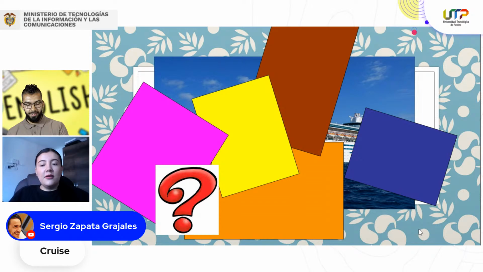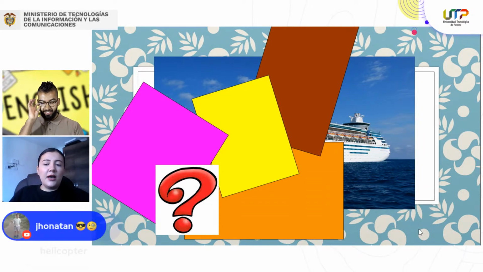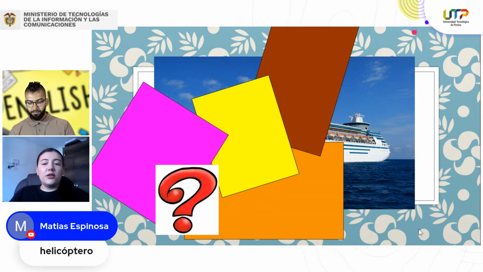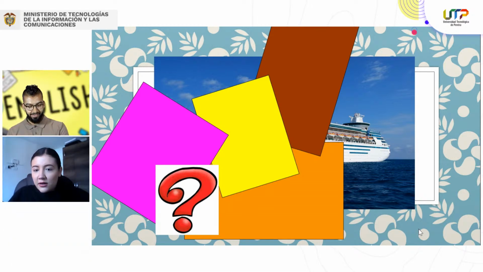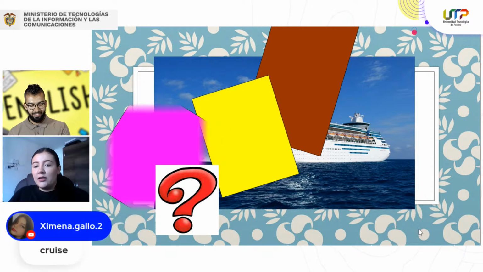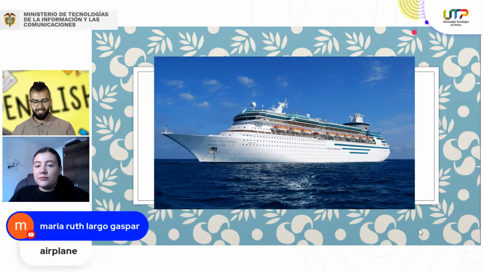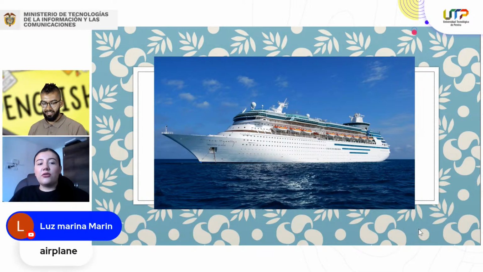I just removed 3 cards. Any idea? So we got different comments. First, we got Sergio with cruise. Then Luces with car. Luz Marina, helicopter. Jonathan says ship. Matias, helicopter. Jimena, cruise. Emily, ship. Is that a ship or a cruise?